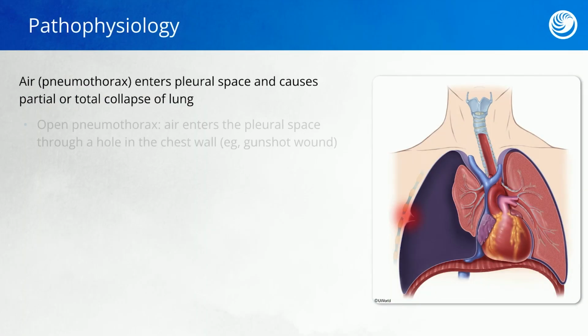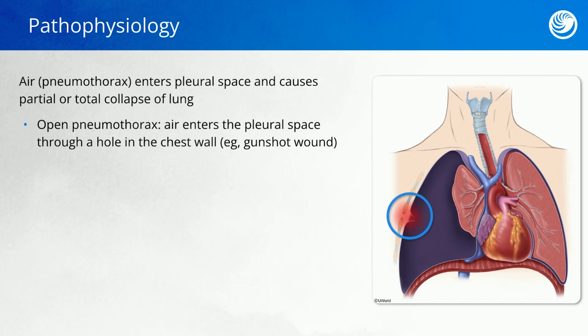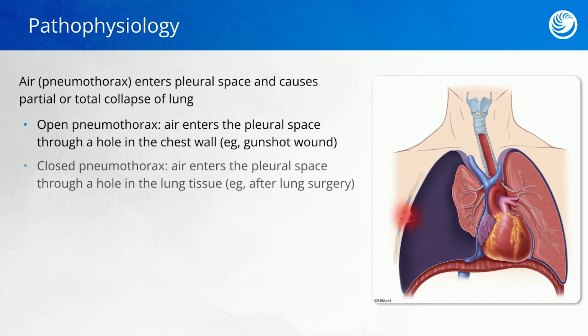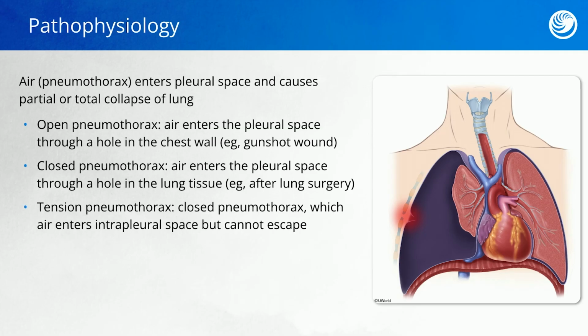You can have an open pneumothorax where air enters through a hole, so you're thinking some kind of trauma, maybe a gunshot wound, or even closed. This typically happens during surgery or maybe after a central line placement. If that closed pneumothorax gets worse, we look for tension pneumothorax, a medical emergency.